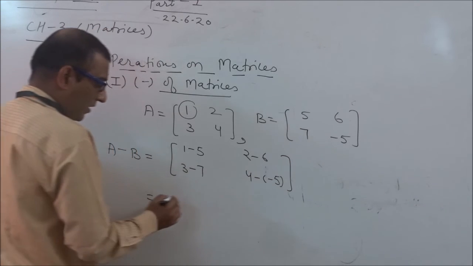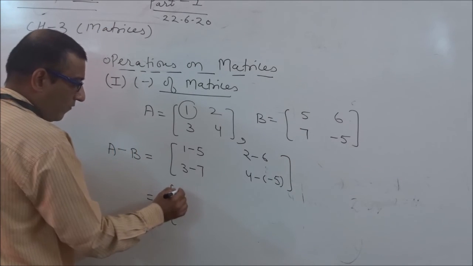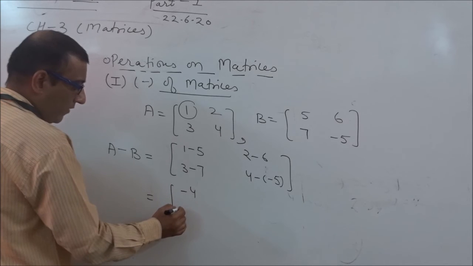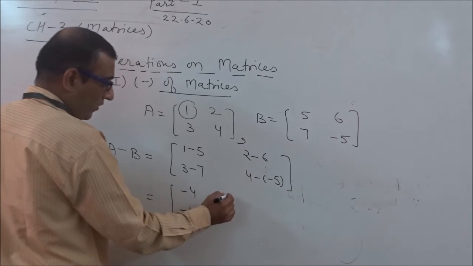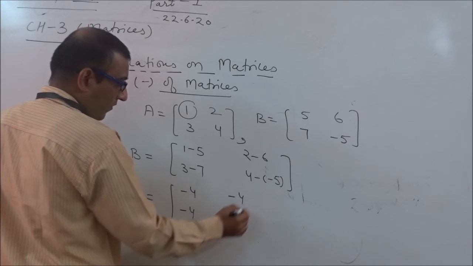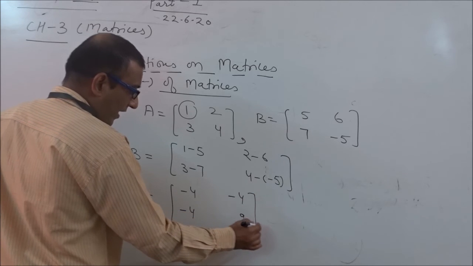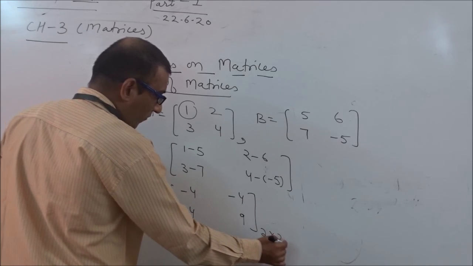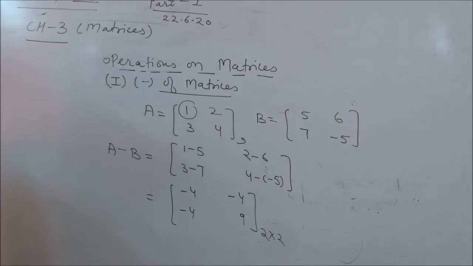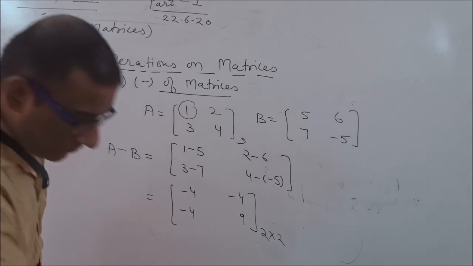And now we will solve it. 1 minus 5 is -4, 3 minus 7 is -4, 2 minus 6 is -4, and 4 plus 5 is 9. Again, if you notice here, the order of the matrix is again 2 by 2. So this is the concept of subtraction of matrices.